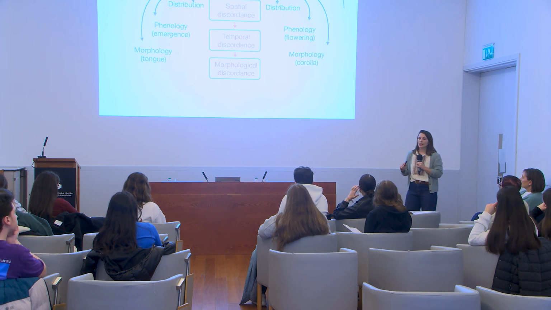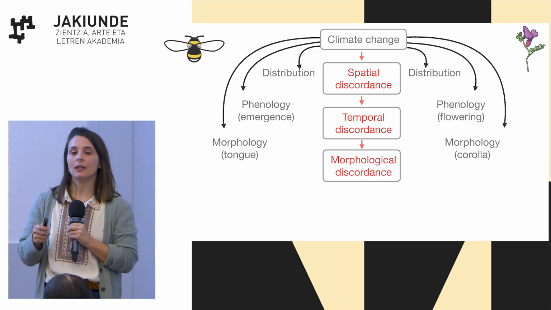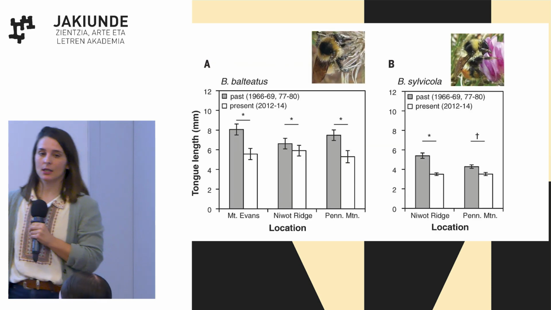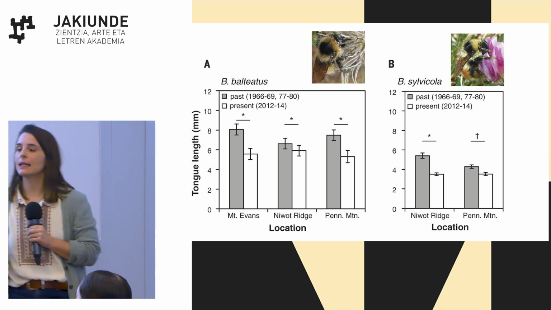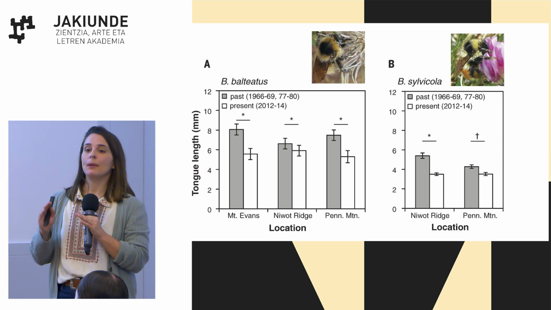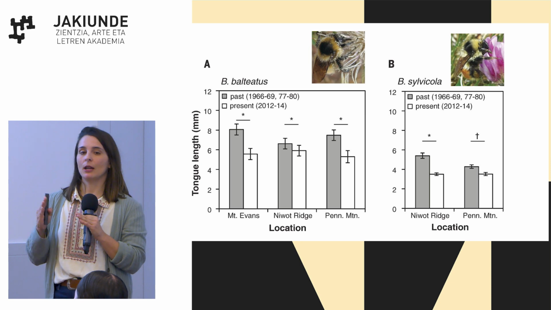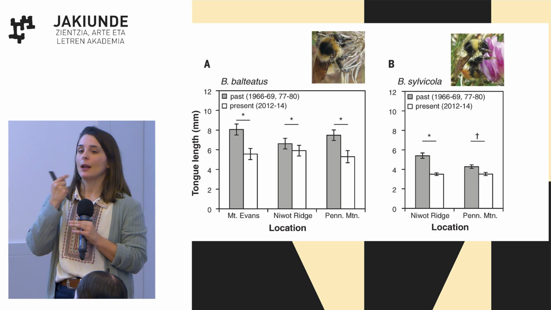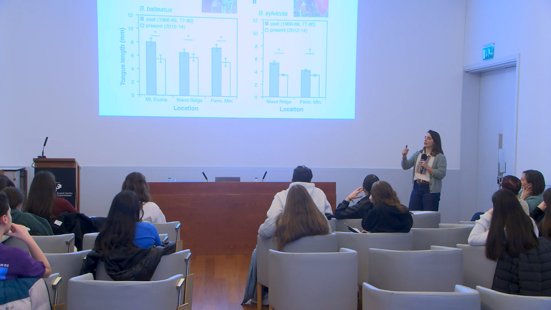Another thing that we're seeing is that climate change is leading to changes in the morphology of both the plant and the pollinator species. So, for example, this is a study that was done in the Rocky Mountains in the United States. And what they found is that bees there, the bumblebees, are becoming smaller. And as they become smaller, their tongues are also becoming smaller. And why are tongues important? Well, the length of the tongue of a pollinator determines the plant species it can visit. So sometimes the nectar is hidden, and if you don't have a long tongue, then you cannot reach that.